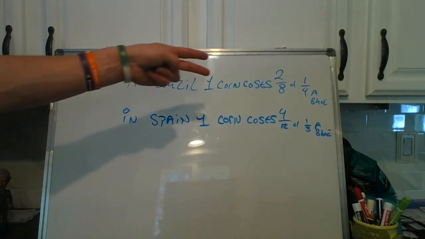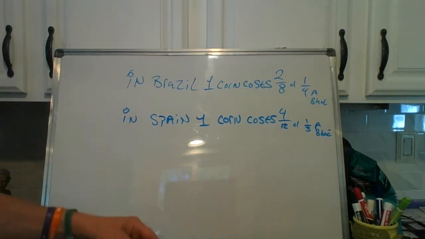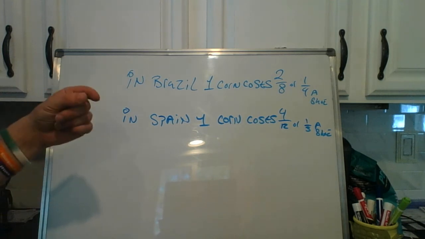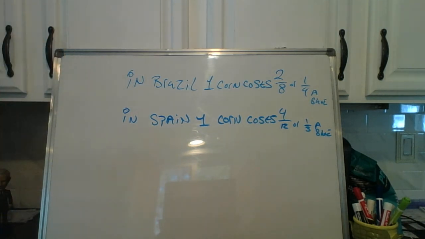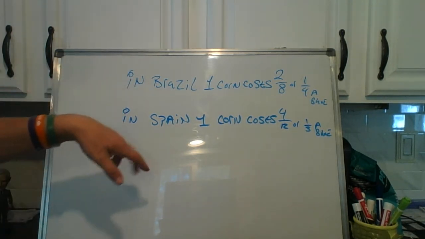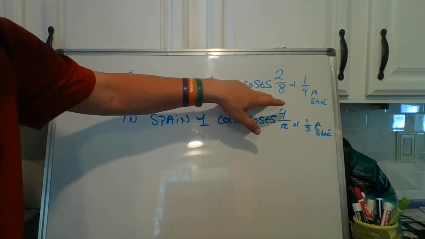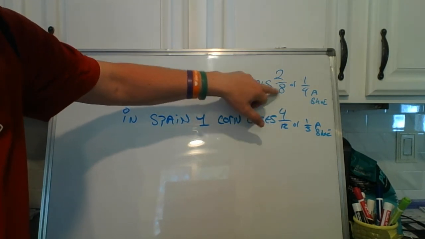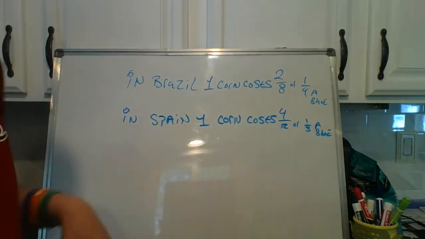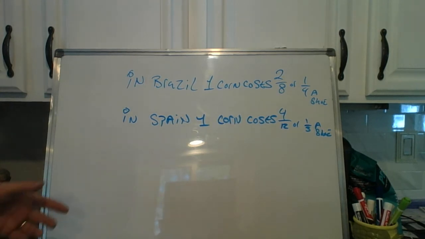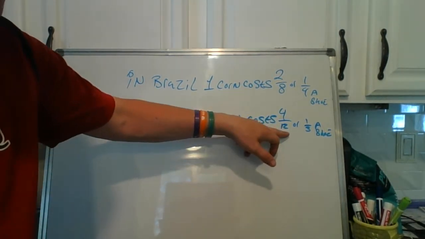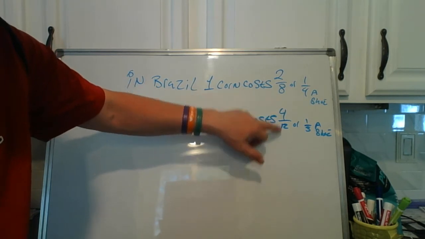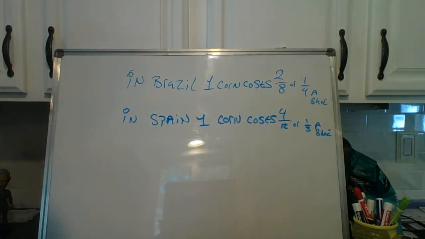But you have to flip-flop your formula, because this is talking about input, hours of labor, versus output. Right, so in this case, the other thing goes under, IOU: input, other thing under, right? So in Brazil, one corn costs them 2 over 8, or 1/4 of a shoe. In Spain, one corn costs, again, other thing under, so 4 hours over 12 hours, or 1/3 of a shoe.